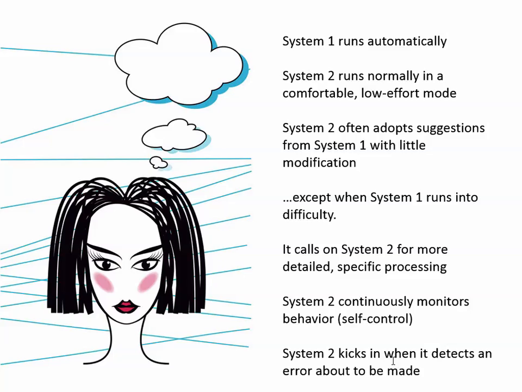And so it calls in System 2 for more detailed processing, if I've got to do some thinking to figure something out. On the other hand, System 2 is monitoring what you're doing, as well as doing this logical thinking. And it kicks in when it detects something is about to not be the right thing that you want to do, and sort of adjusts and alters your behavior.